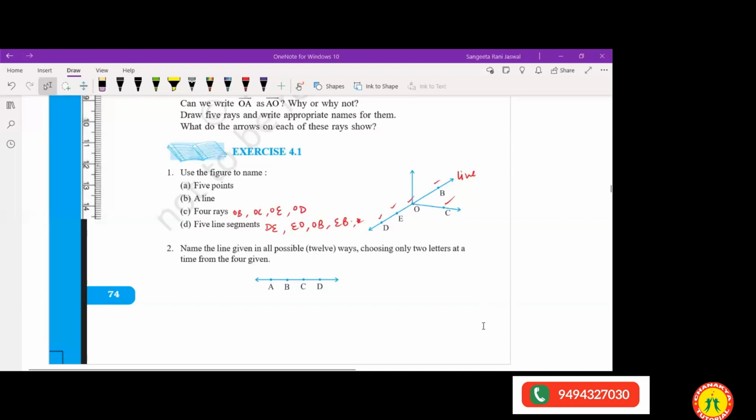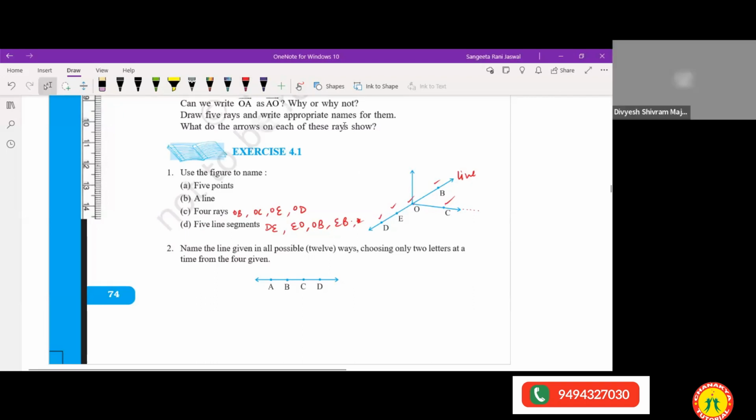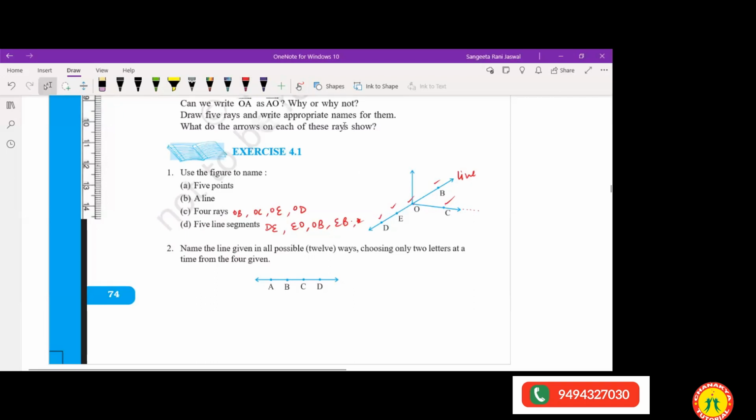Okay, hello ma'am. You are saying OC and you can take OD also. See, these are the points given here. If I had to take just point O to C, it's fine. But if I see this arrow given here, the arrow means the line is getting extended. Yes, ma'am, it is getting extended.